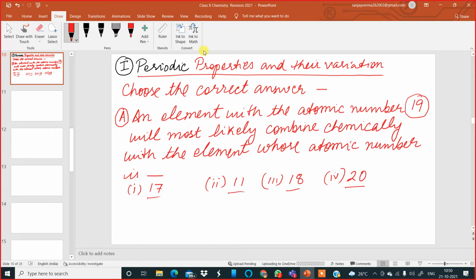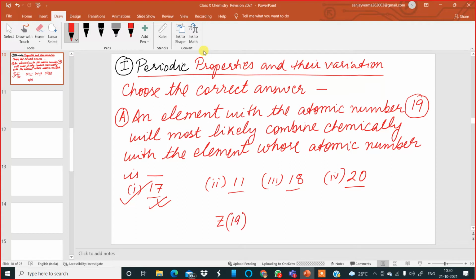20. Option 1, 17. It is 17. Answer is correct. Now, why 17? What is the reason for this? Because atomic number 17 requires one electron in the outermost shell to attain a stable electronic configuration.